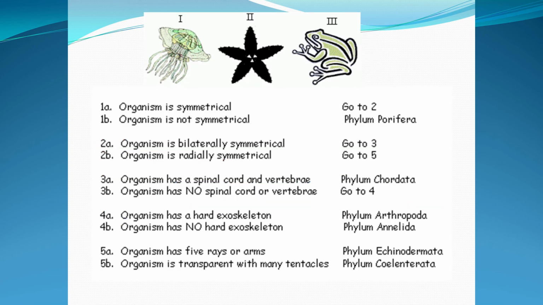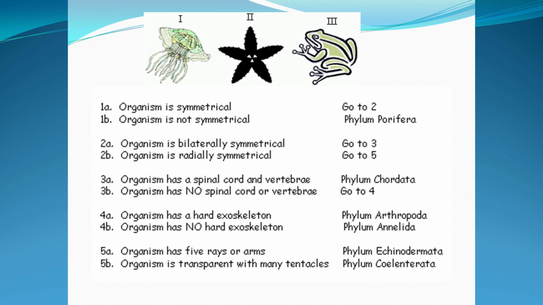This one is a harder key. There's a lot of terms on there that you may or may not know. So let's pick organism number 2, because I like starfish. But I don't know which one is a starfish, because it doesn't say starfish on there anyway. So first one, it says organism is symmetrical or not symmetrical. Symmetrical means that you can draw a line through it and it's a mirror image on both sides. I can do that with number 2. So the instructions tell me to go to 2.